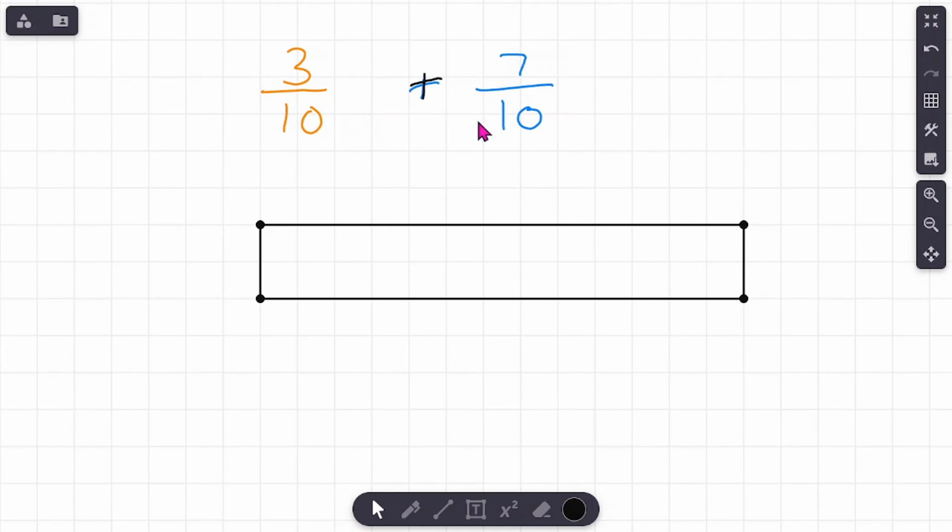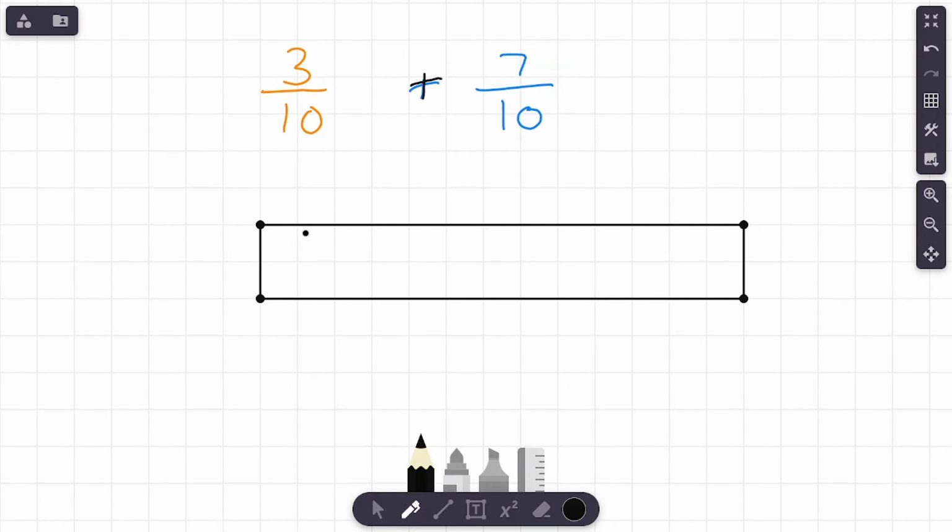Hopefully you notice those denominators are the same. That makes our life a lot simpler. Because they're the same, we don't have to do anything to them. We should be able to just add them. This is telling us that we need to take our model and divide it into 10 equal size pieces.